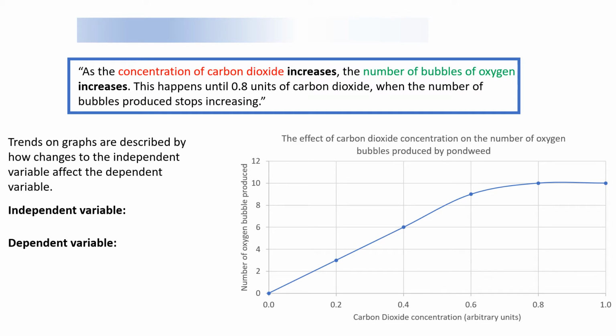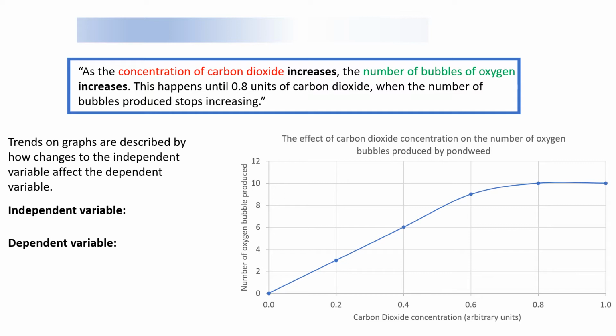If we describe the graph, as the concentration of carbon dioxide increases, the number of bubbles of oxygen produced also increases. This happens until 0.8 units of carbon dioxide, when the number of bubbles produced stops increasing.